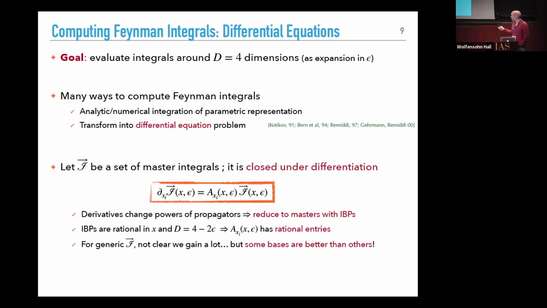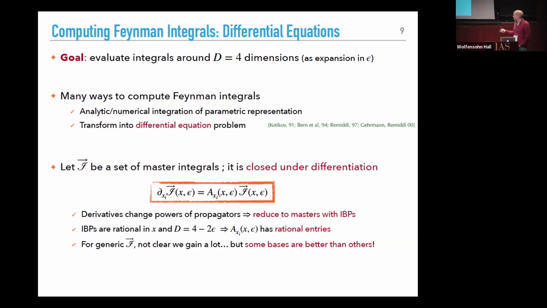As we saw already in a previous talk, if you have a set of master integrals, it's closed under differentiation. If I compute the derivative, all I'll do is change the powers of the propagators. And so then I can use my IBP relations to reduce it back, to write it back into my set of master integrals. And so the IBP relations are rational in the kinematic variables and in the dimensional regulator. And so this matrix is actually not that complicated. It's just a matrix with rational entries.